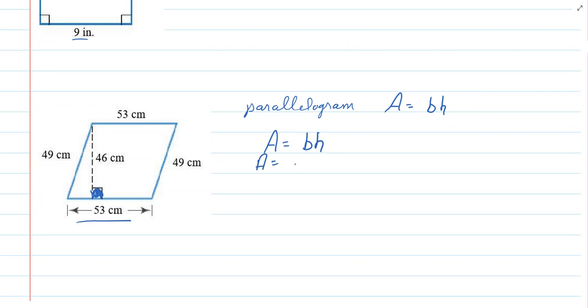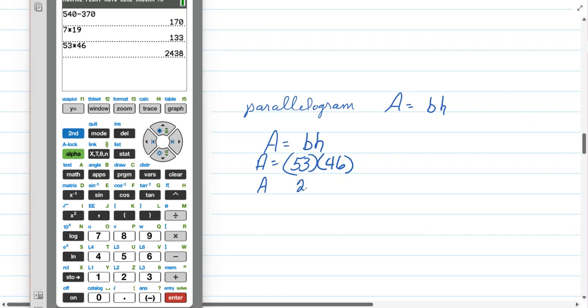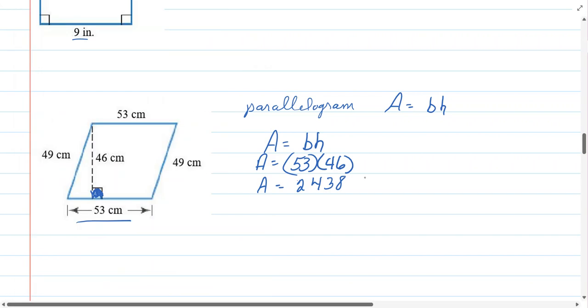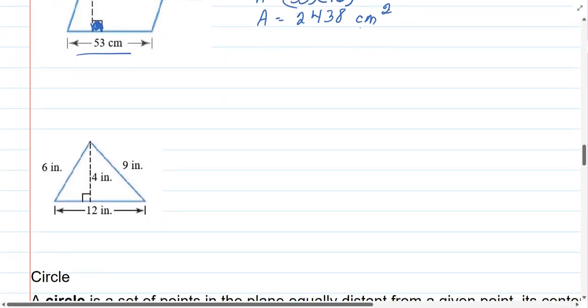So I'm going to have the 53 times the 46. And I'm going to use the calculator. 2,438 square, and this guy is in centimeters. Square centimeters. Centimeters squared or square centimeters.